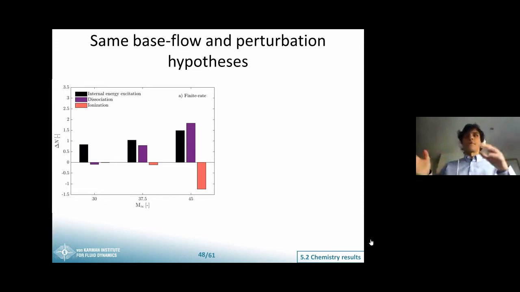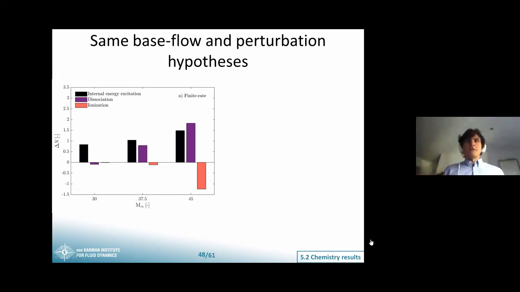So basically, comparing a thermally perfect gas to a calorically perfect gas, we are capable of isolating the effect of internal energy excitation, or comparing a 5-species reacting gas to a non-reactive gas, we can isolate the effect of dissociation, and so on. So what we saw is that both internal energy excitation and dissociation are overall destabilizing, so they increase the maximum N factor, whereas ionization has the opposite effect.